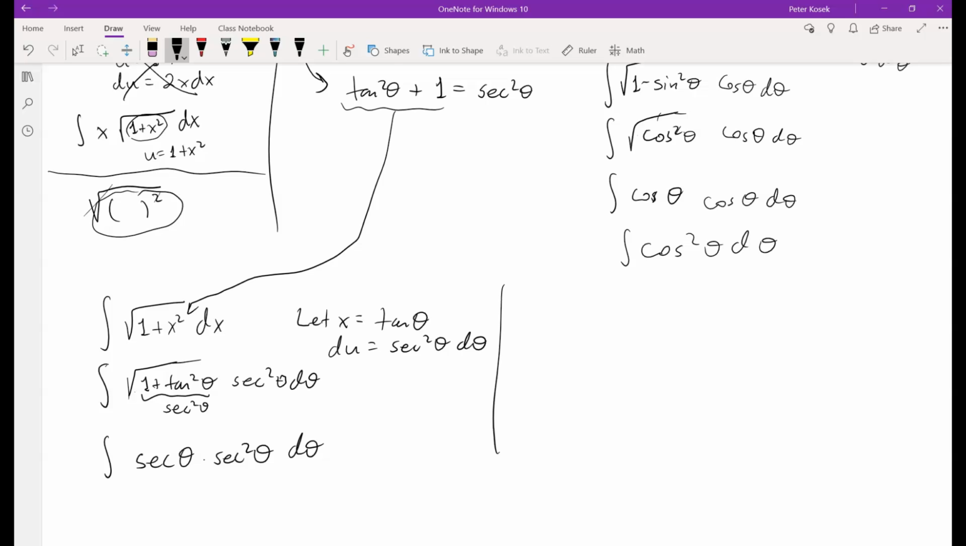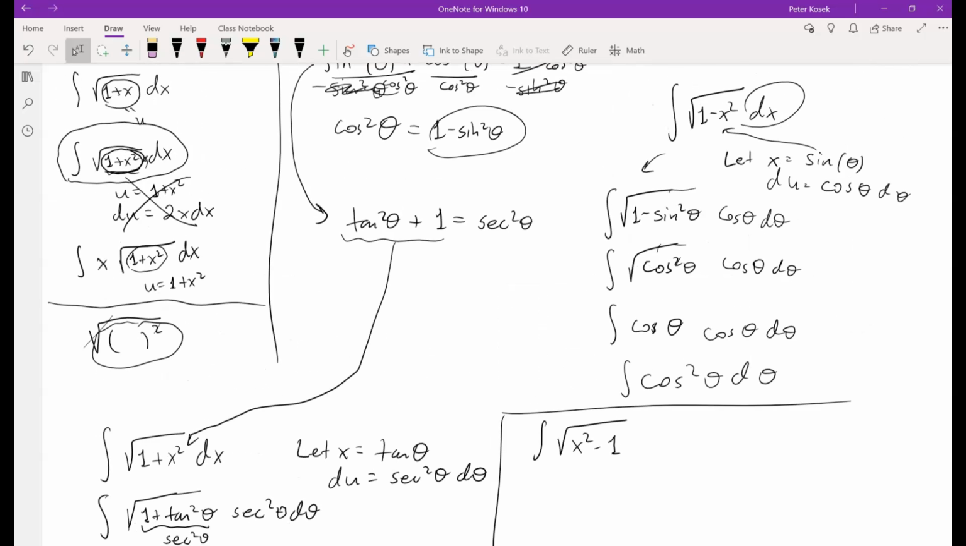Now, the last one that we should be aware of is if we have the integral of a square root of, say, x squared minus 1. Now, up here, we had 1 minus x squared. So, unfortunately, we can't do the same thing and just say, oh, what if there's a negative? Because obviously you'll have a negative underneath the square root, and that's an issue.